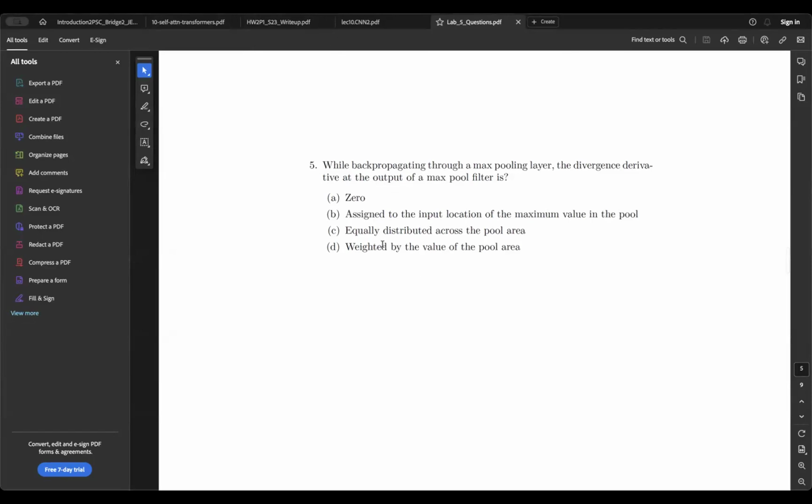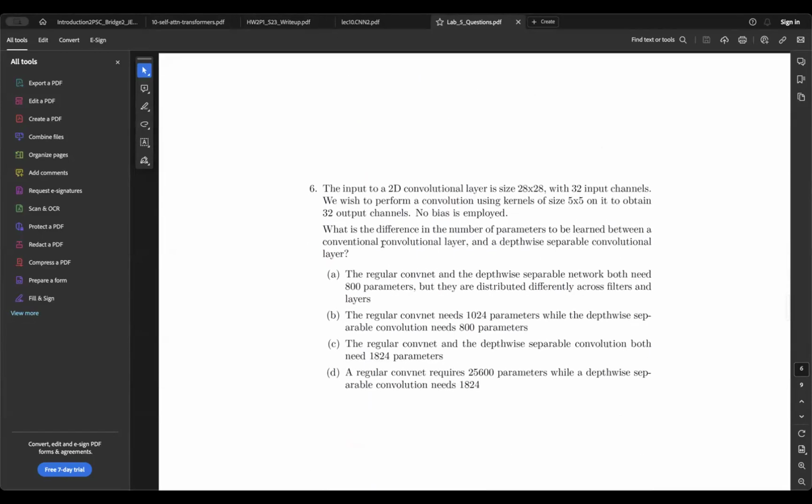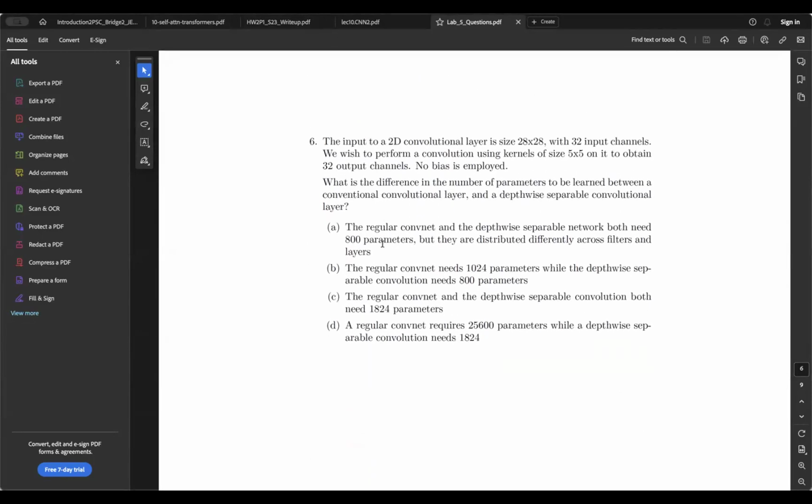So now I think we can move on to question 6, which covers depthwise convolutions. The input to a 2D convolution layer is size 28 by 28, with 32 input channels. We wish to perform a convolution using filters of size 5 by 5 on it to obtain 32 output channels. No bias is employed. What is the difference in the number of parameters to be learned between a conventional convolution layer and a depthwise separable convolution layer?